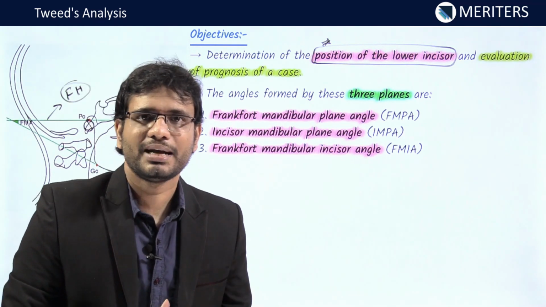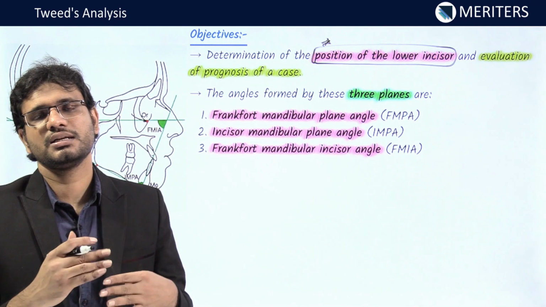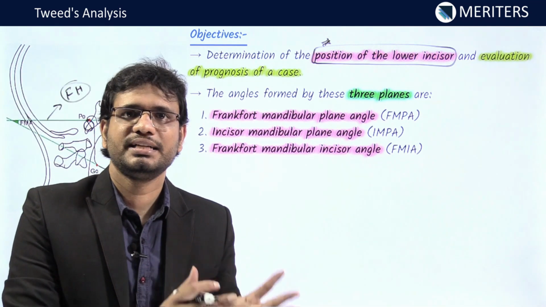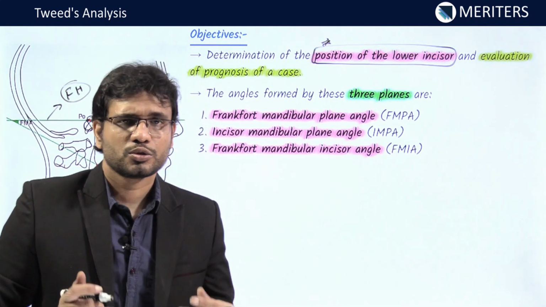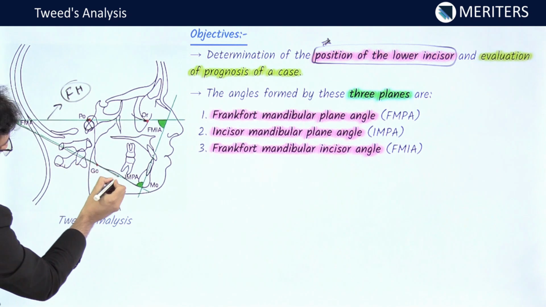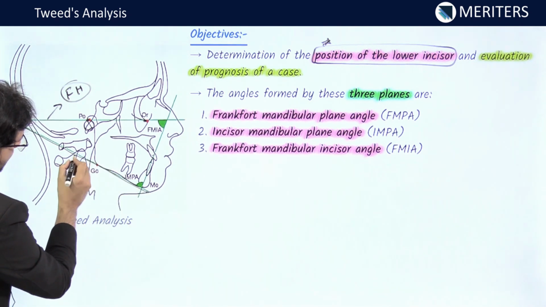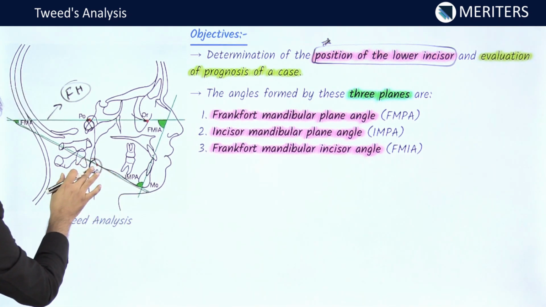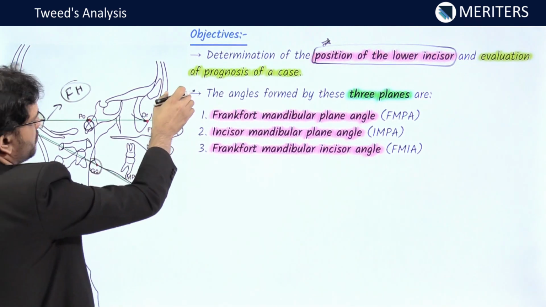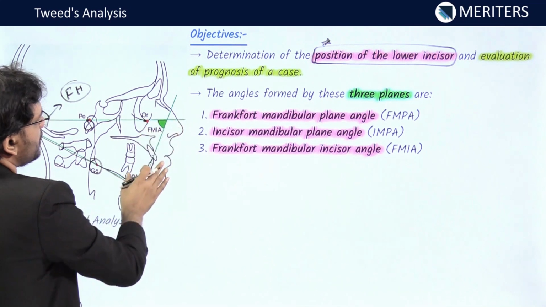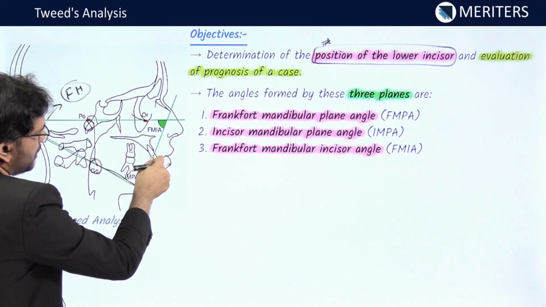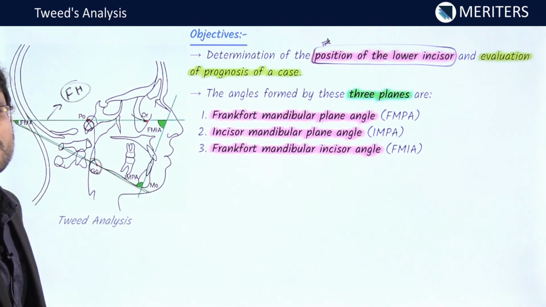Now this mandibular plane generally differs in different analyses. For Tweed's, we can remember T for tangent and T for Tweed's. So in Tweed's, you'll get the mandibular plane by passing a tangent through the mandible. Then the third plane which we get is the mandibular incisor plane. So that will be obtained by passing it through the long axis of the mandibular incisor.